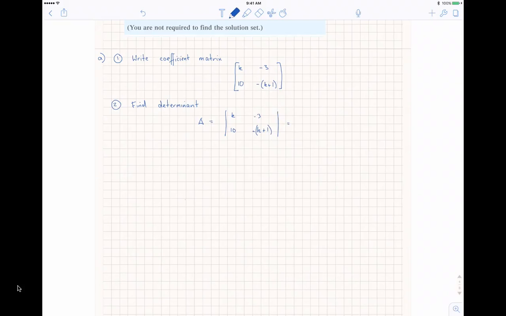A times d, so we'll have k times minus k plus 1. I'm just moving the minus out to the front. And then minus 3 times 10, so it's going to be plus 30. So let's expand that. So we get minus k squared minus k plus 30. Take negative 1 out as a common factor.